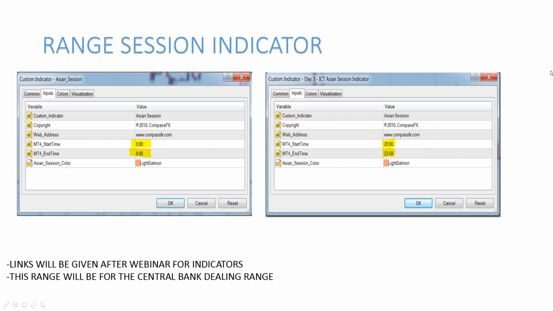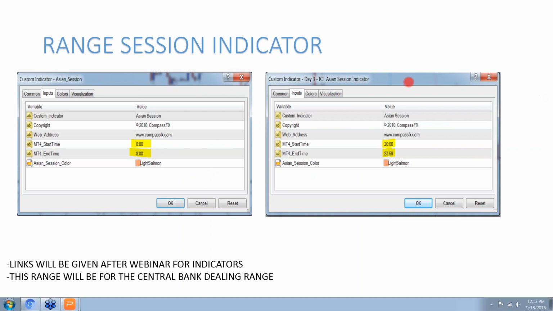So the first one that we're going to be going over is the range session indicator. It's called the Asian session. It's not a representation of the Asian session. It basically just captures the range of the high and the low over a certain duration of time. So this indicator is going to be the first one that's going to be given out, and the first one we're going to go over.